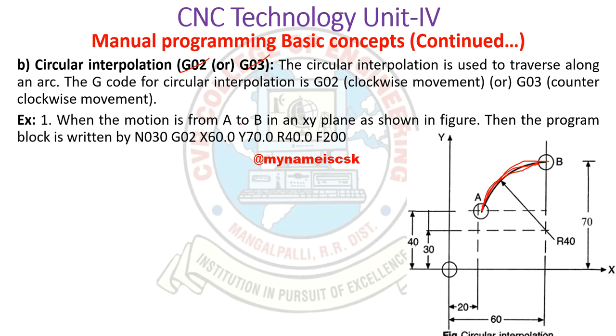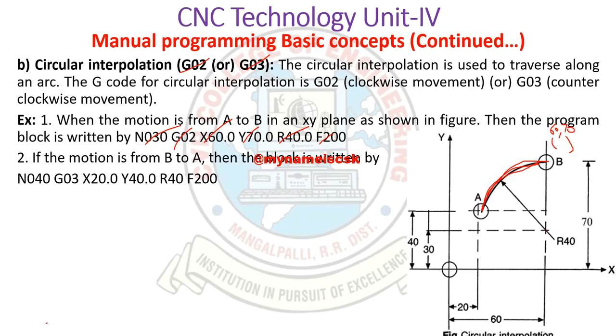So here, N0 is the sequence number, we give G02 circular interpolation, and then what is the final coordinate. X-axis is 60, so the final coordinate is X60, and y-axis is 70. So this coordinate is x is 60, y is 70, and we have to specify the radius, from where it is taking the radius. So this radius is 40. So we give radius 40 and F200.